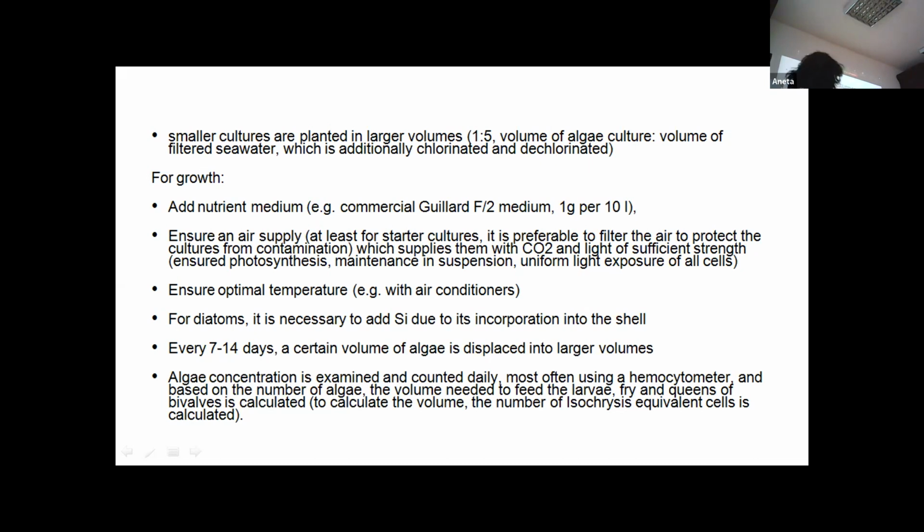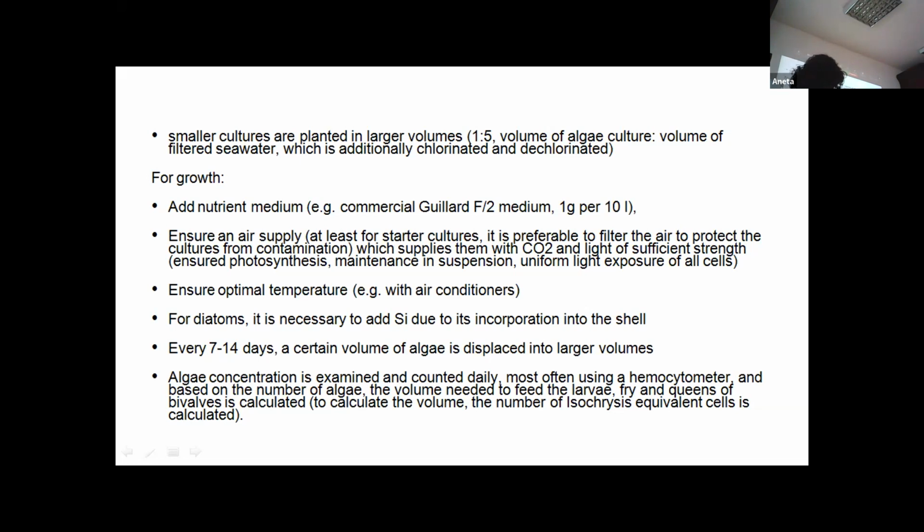So there are different opinions. My opinion is double sterilization is the best one. And it is after UV, we are going in the bag before we start, or in any vessel, before we start with cultivation, with chlorination and dechlorination.